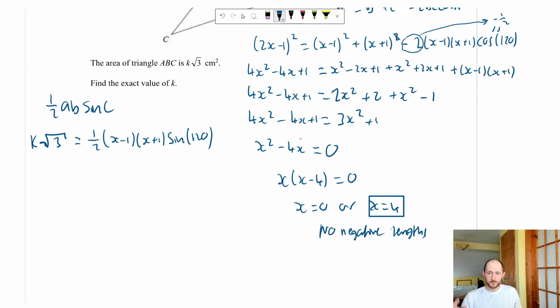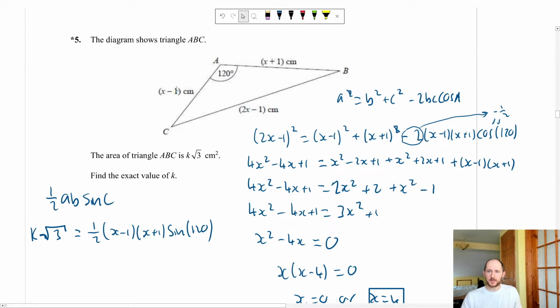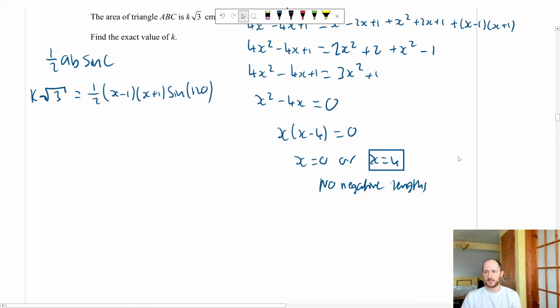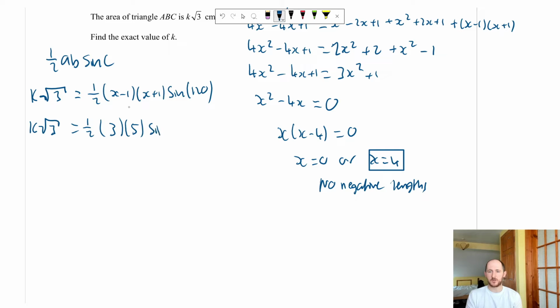Now again, if x was 0, one of the sides would be minus 1, the other side would be minus 1, and this side would be 1. So it doesn't work. So let's sub in x equals 4 into here now, and we should be able to move on and actually get our final answer. A half. We have 4 minus 1, which is 3, 4 plus 1, which is 5, and then sine 120.